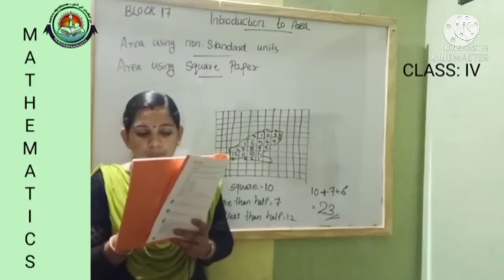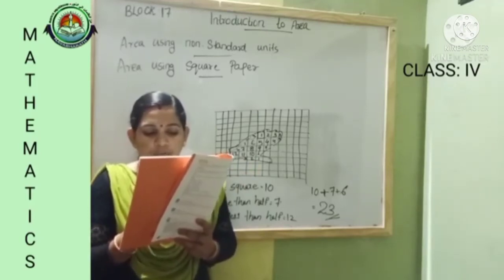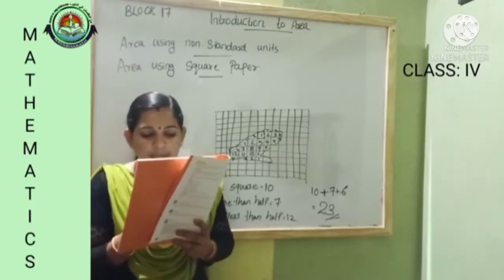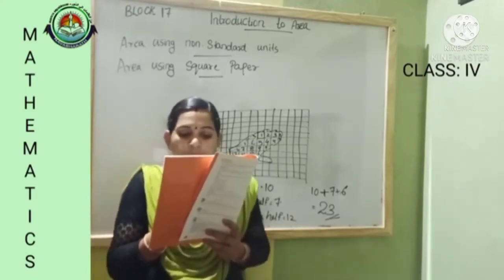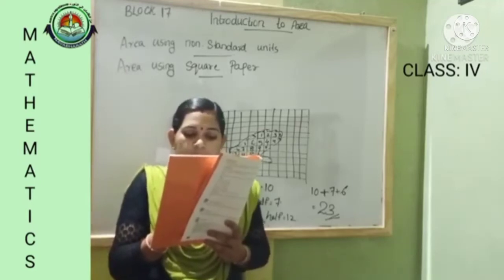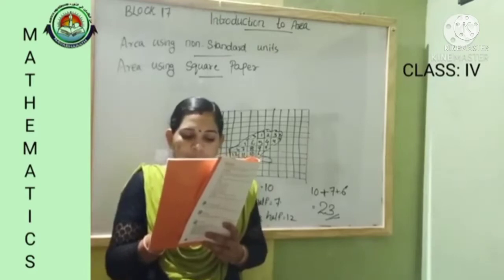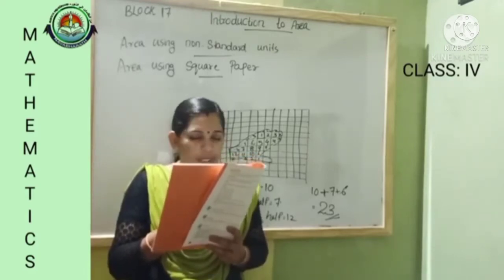Then second figure, just count it. 1, 2, 3, 4, 5, 6, 7, 8, 9, 10, 11, 12, 13, 14, 15, 16, 17, 18, 19, 20, 21, 22, 23, 24, 25, 26, 27, 28.